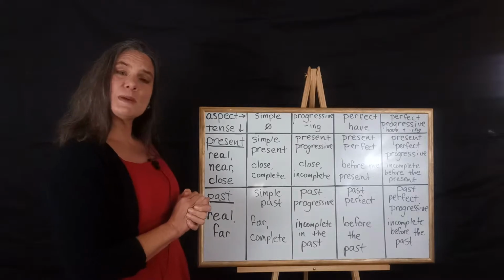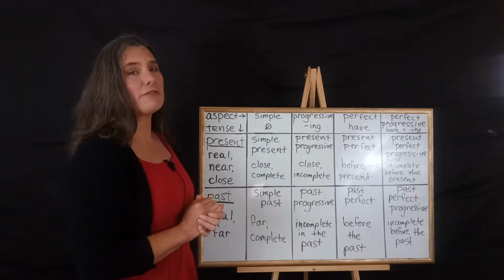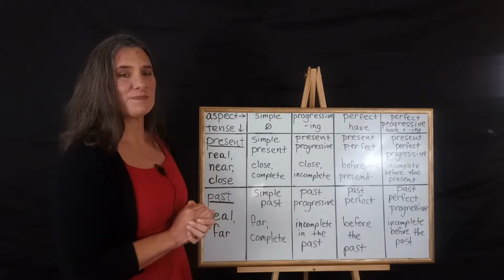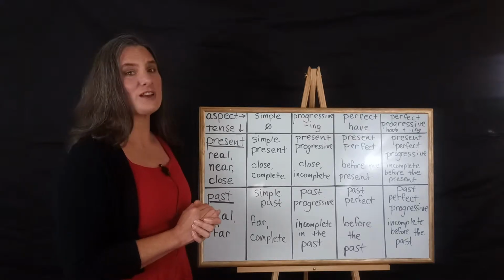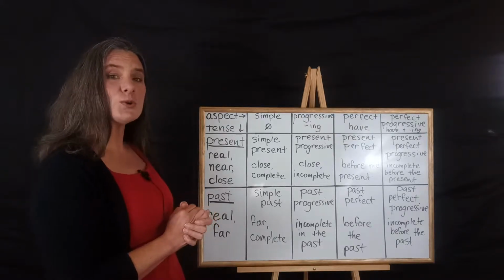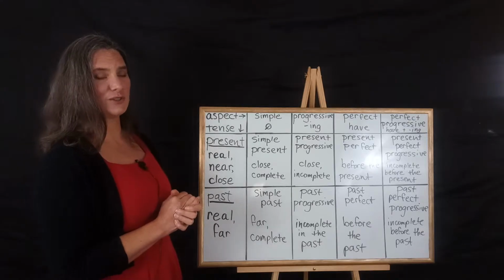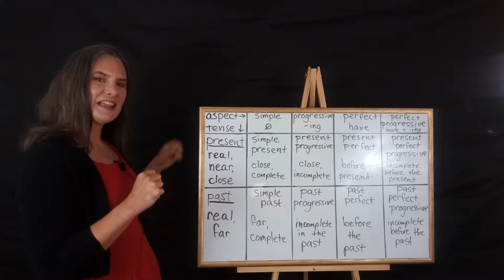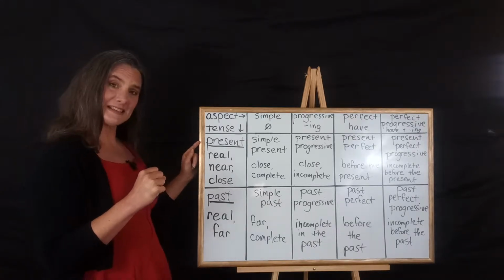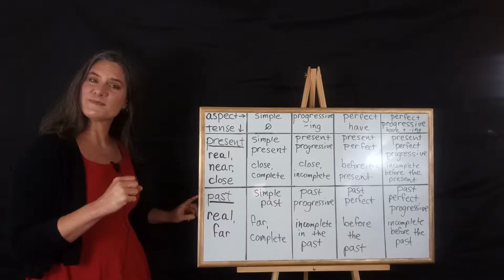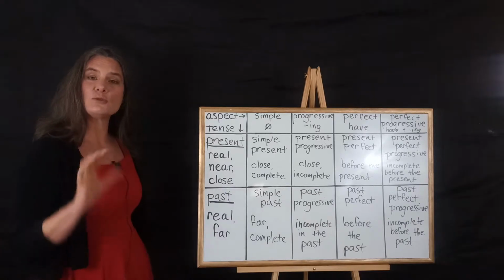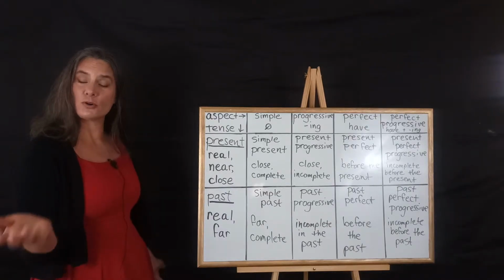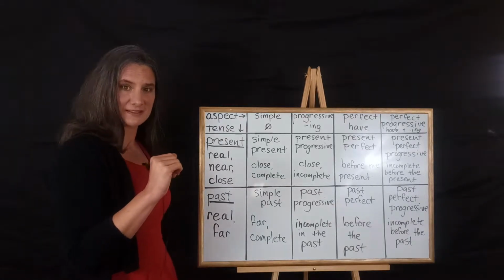So sometimes people say that there are 12 tenses in English, and I'm here to tell you that that is not true. There are 2 tenses in English. And as you can see on this chart, these are my tenses. They are present and past. That's it. And future is made using modals. We do not have a future tense in English.